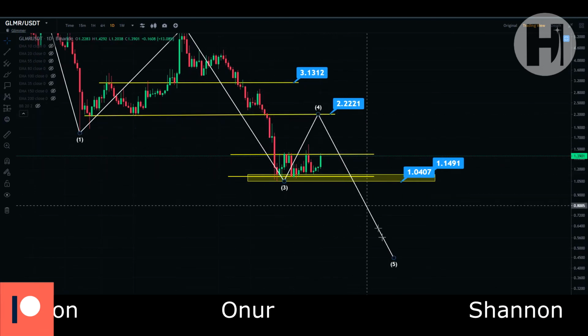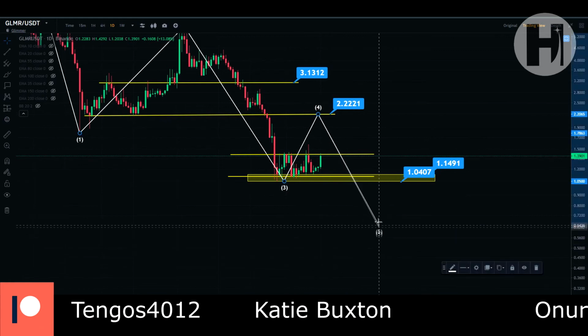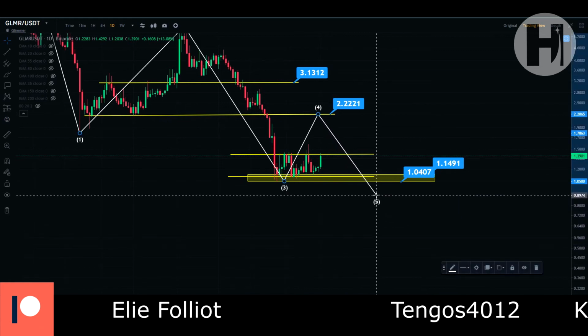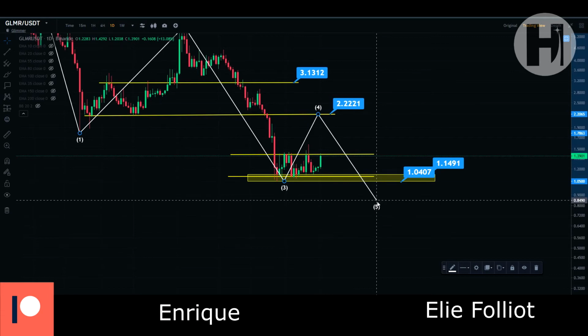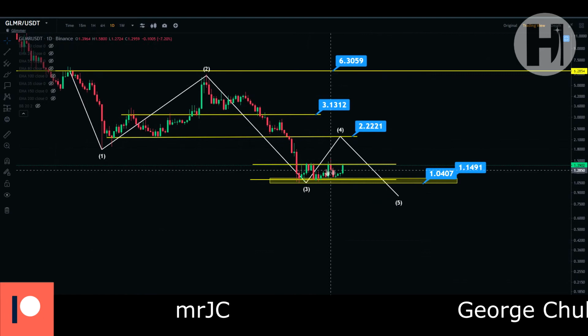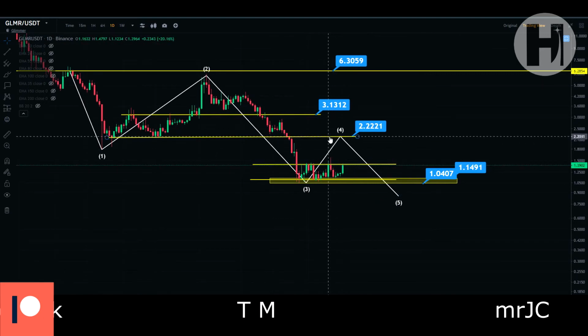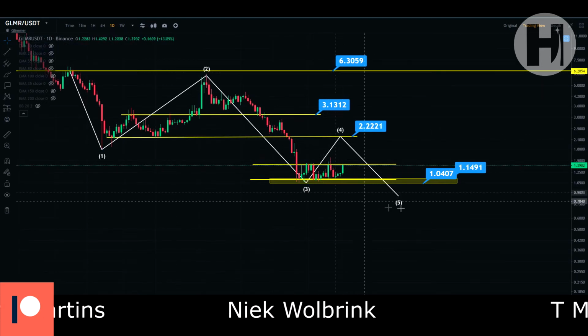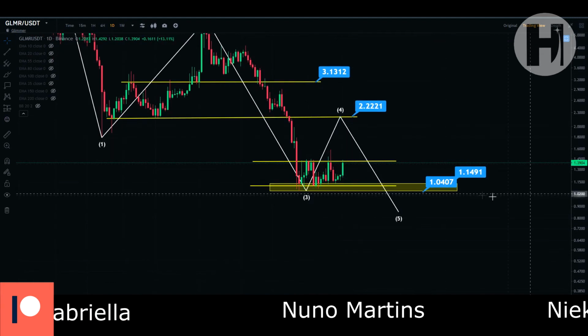And then we're going to come back down in the wave 5 pullback here. And I don't know where that's going to be. Potentially that could be at 85 cents. We'll see how it goes. But for now, if we don't start breaking these resistance levels, I don't know if we can set more targets to the upside.